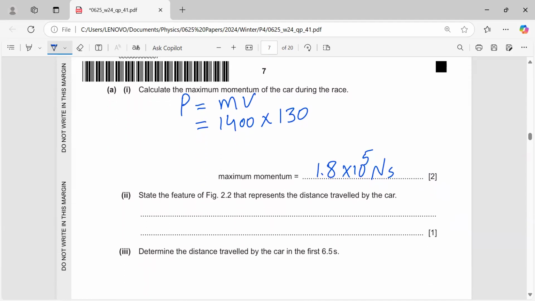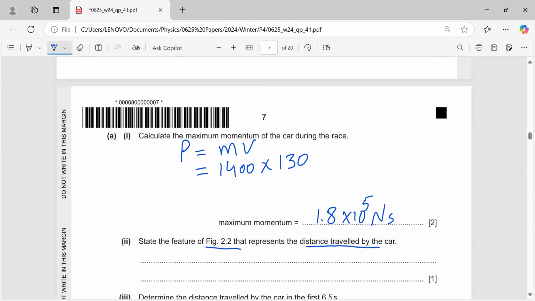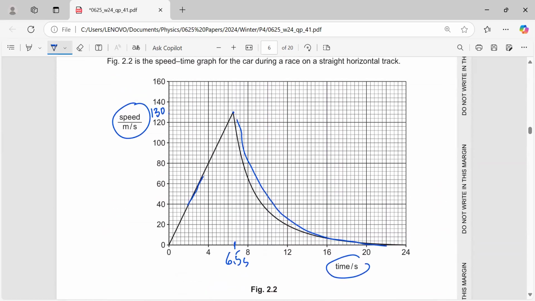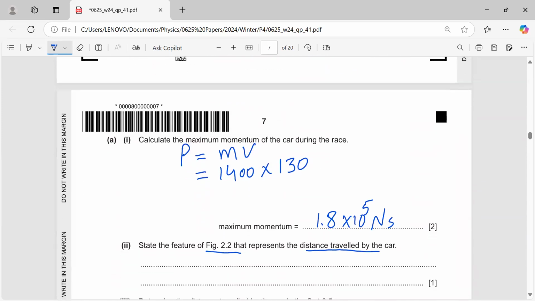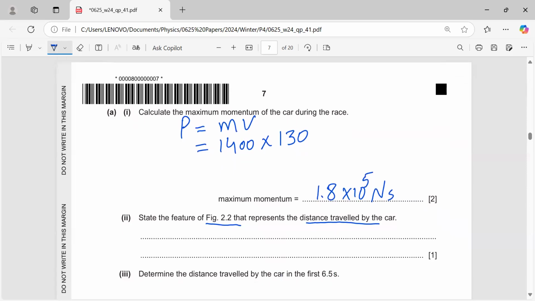State the feature of figure 2.2 that represents the distance traveled by the car. You know that from a speed time graph, if we want to calculate the distance traveled, it should be the area under the graph. That is representing the distance. So we can clearly write here that the feature that will represent the distance traveled by the car is the area under the graph.